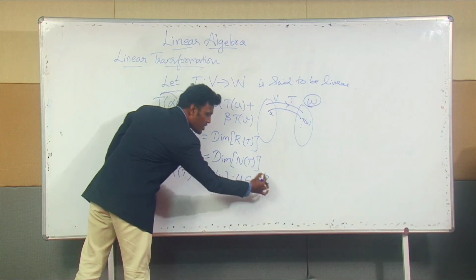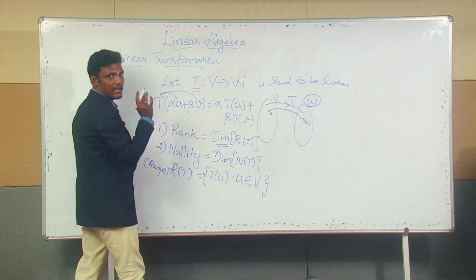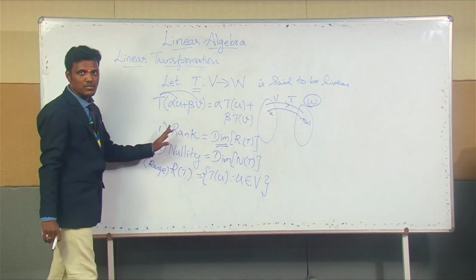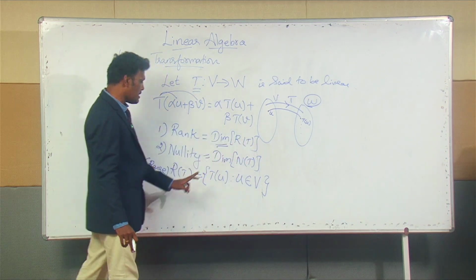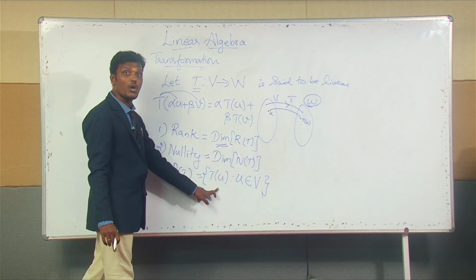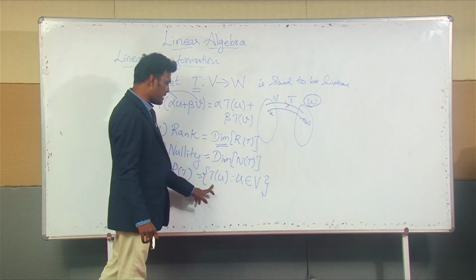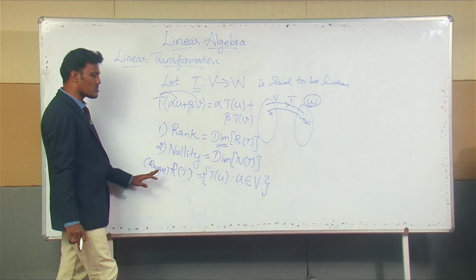The dimension of the range is the rank. So, rank is nothing but the dimension of R of T. R of T is the collection of elements of the codomain which have a pre-image in the domain, T of U such that U belongs to capital V. This is called the range.